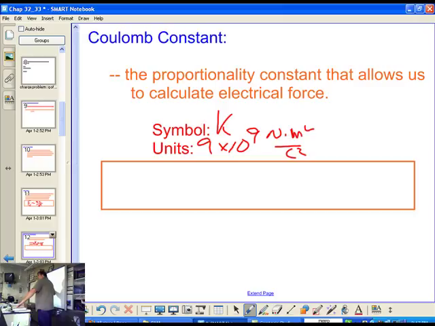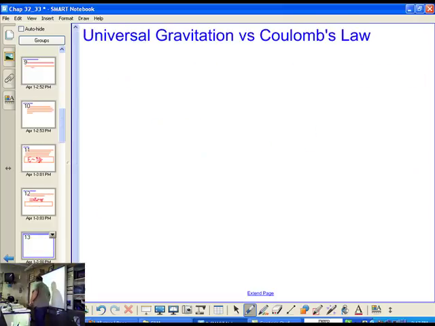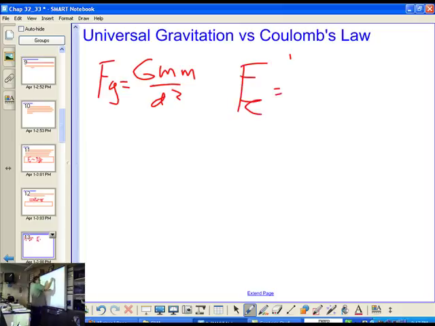What does that say about electrical force compared to gravitational force? Way bigger. Electrical force is way more. So for gravitation we have F_G equals G m1 m2 over d squared, and for electrical, F_E equals k Q1 Q2 over d squared. Right? It's the same idea, and it works the same.